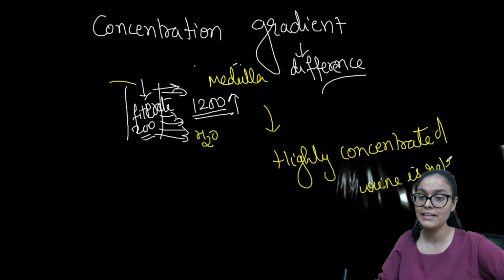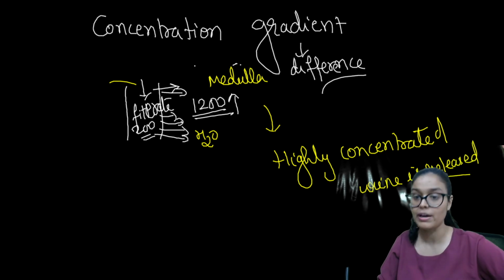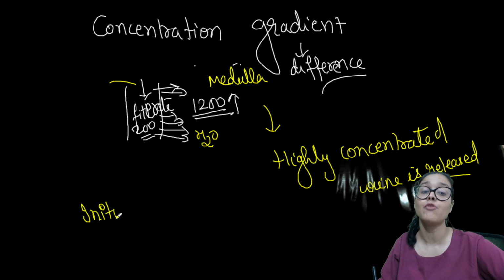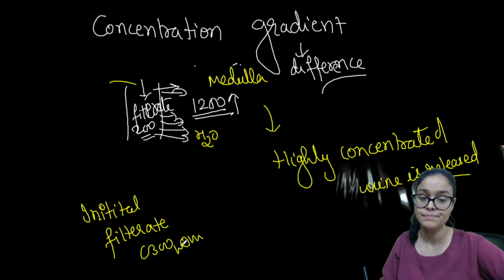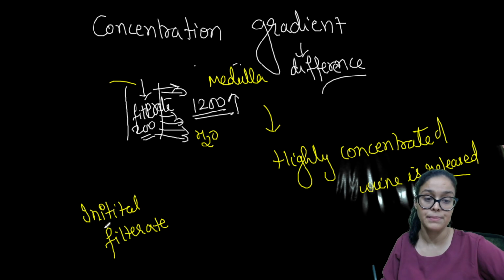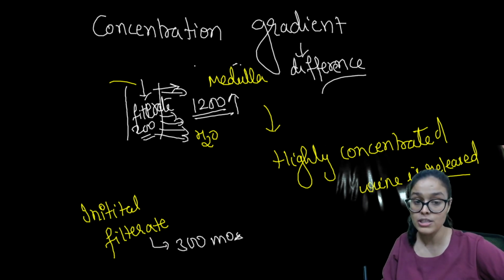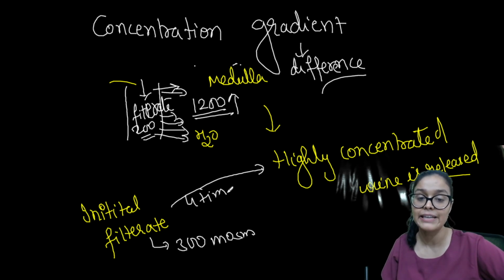So bacha, is it clear to everyone? That's all, right? So how much concentrated? So initial filtrate से 4 times. Initial filtrate से 4 times concentrated, because initial filtrate having 300 milliosmol, but now it is having the 1200 milliosmol, that you have to remember, right? So initial filtrate का कितना था? 300 milliosmol. But now the urine become 4 times highly concentrated.